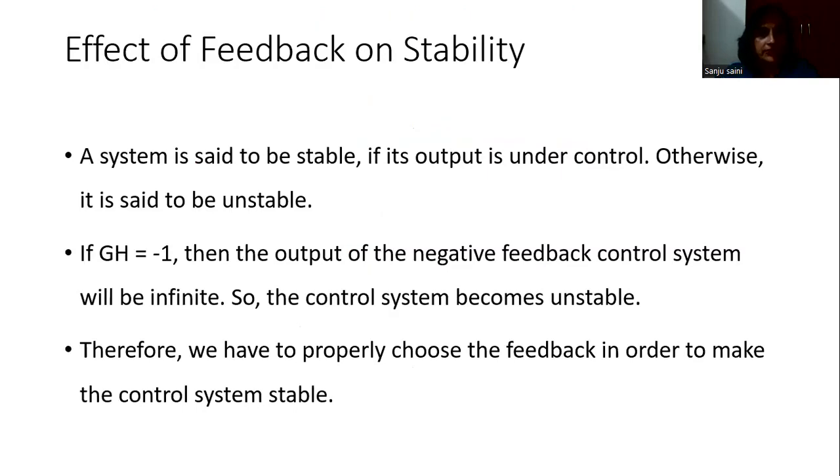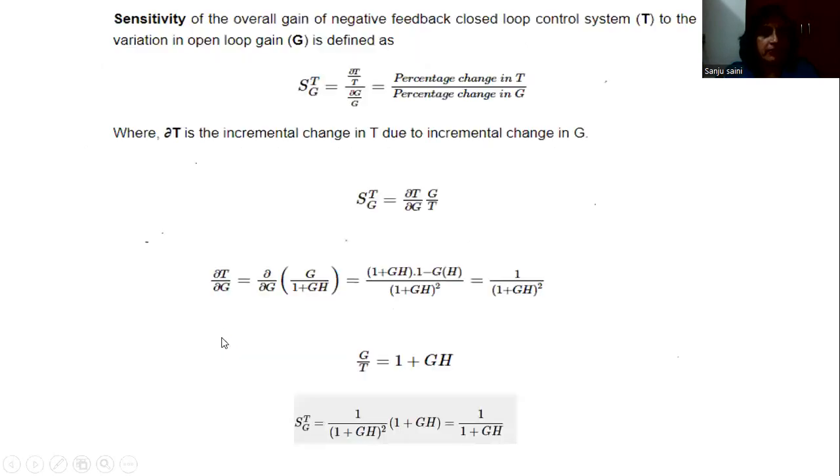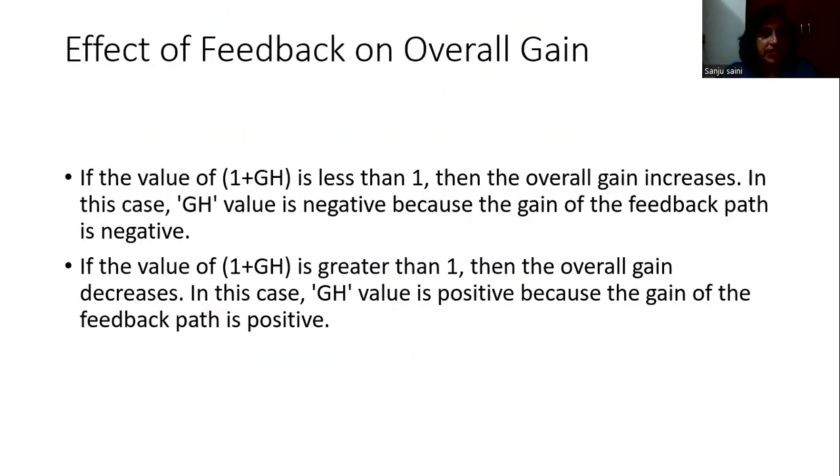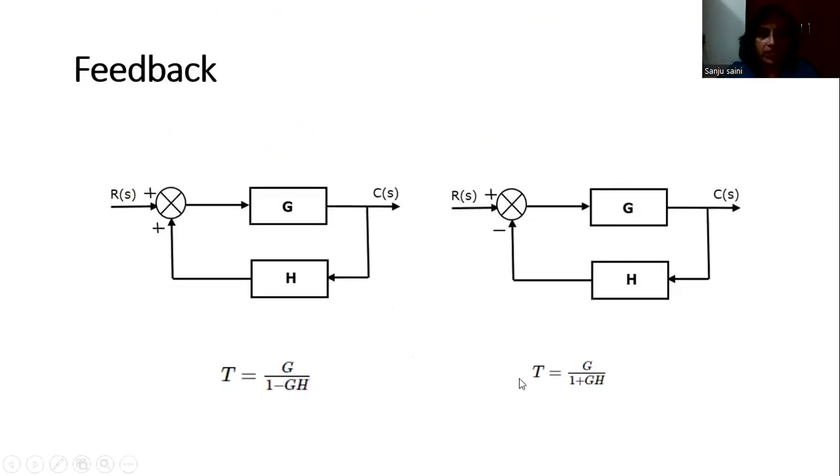Now, what is stability? Stability is defined in two ways. First is the BIBO stability criterion, which says that if the system is producing a bounded output for a bounded input, then it is said to be stable. If the output is under control, then it is stable, otherwise it is said to be unstable. So the overall transfer function of a closed loop system with negative feedback, as we have already seen, is given as G divided by 1 plus GH.